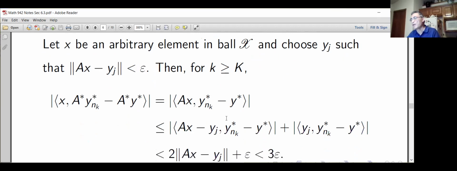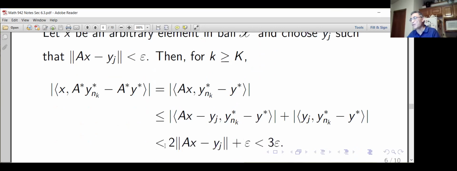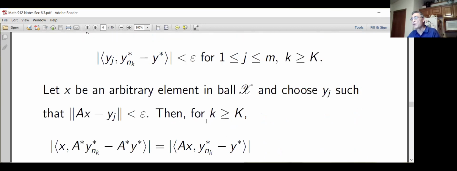So this one is less than 2 times the norm of this, because 2 is the upper bound for the norm of this vector: the norm of this one is at most 1, and the norm of this is at most 1, so the norm of this is at most 2. So times the norm of this, plus epsilon. This one is less than epsilon because of this.